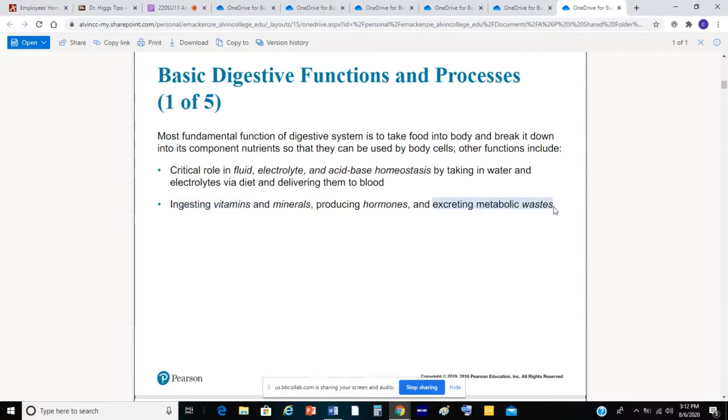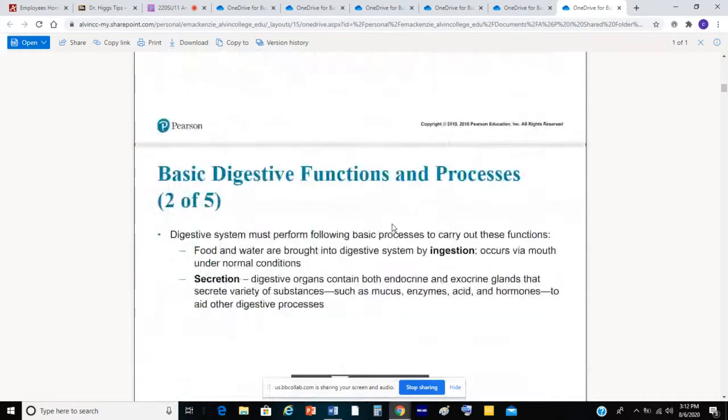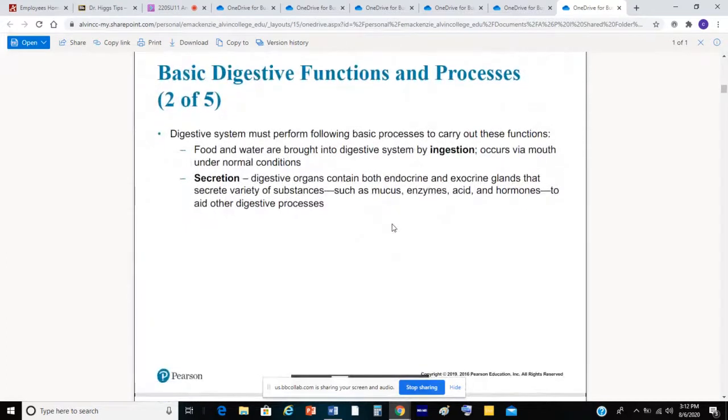We call that excretion. Everybody poops. You call it pooping, but remember, in anatomy, we're fancy. We call it excretion. So you knew some functions already before we even got started. Again, you know these functions of the digestive system. You just know the fancy names.